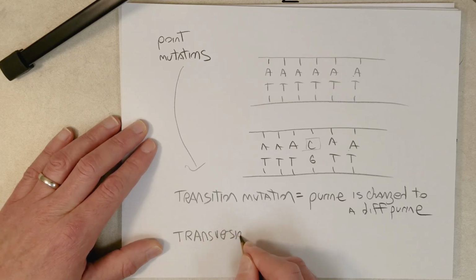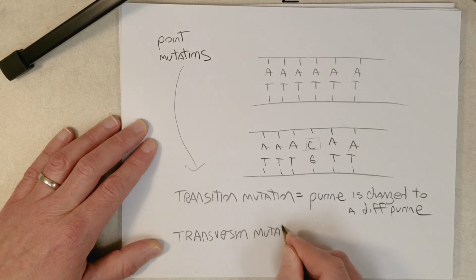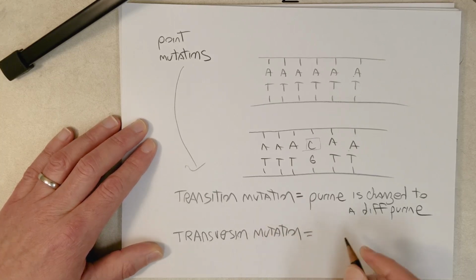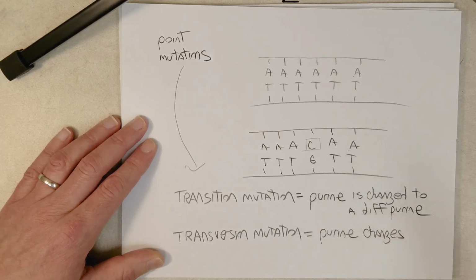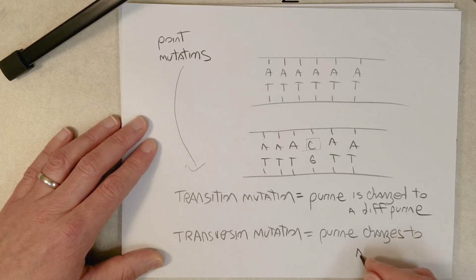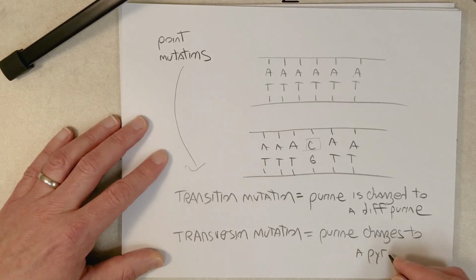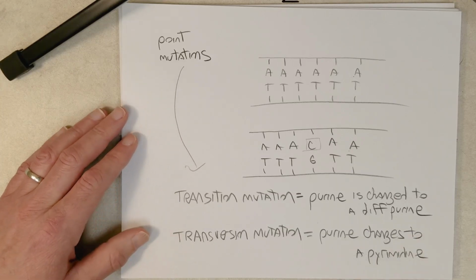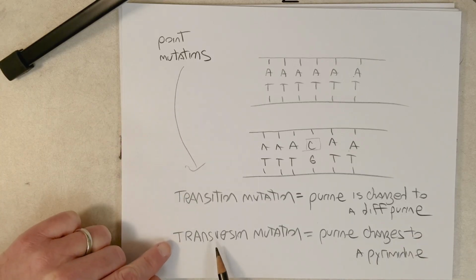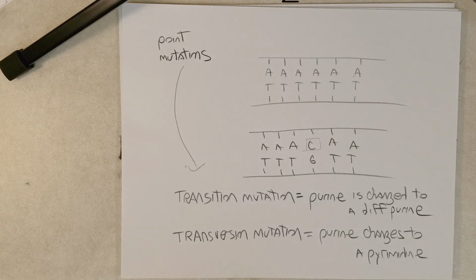Transversion mutation, you can probably guess what that is, right? So that's going to be when a purine changes or mutates to a pyrimidine, or vice versa, a pyrimidine changing to a purine. That's an example of a transversion mutation.